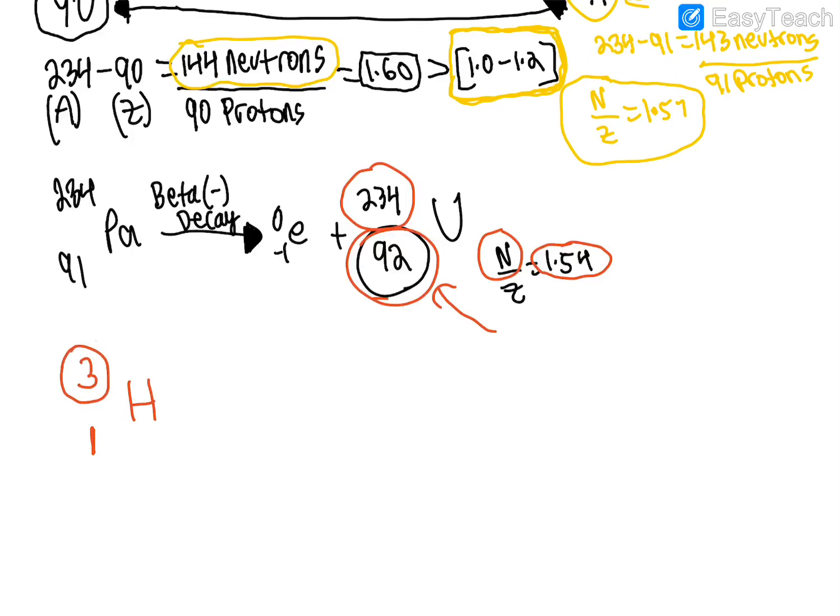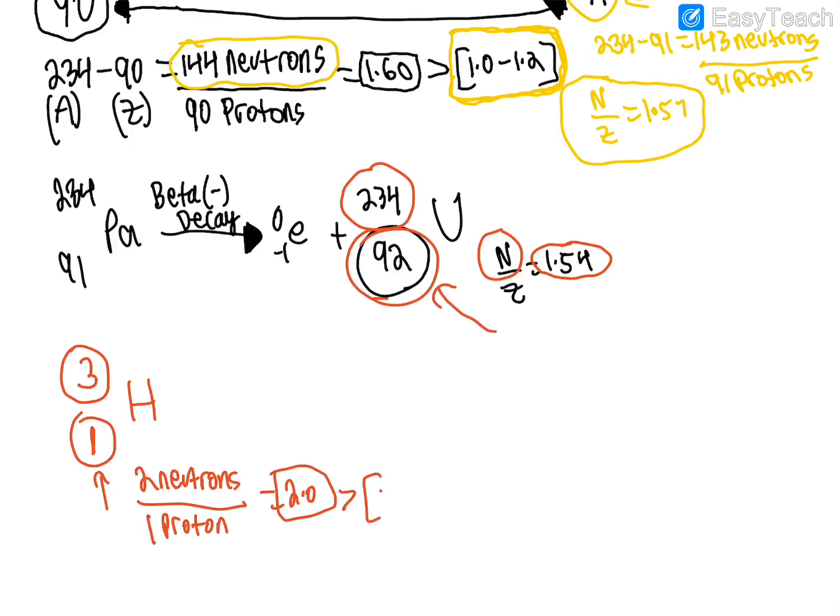quick. We should be good at calculating this by now, right? Mass number minus atomic number, which is 2 neutrons for tritium's nucleus, divided by 1 proton because of the mass number, right? And that equals 2. Again, 2 is greater than our range that we said, which is 1 to 1.2, which means tritium's nucleus is not stable. So we're going to draw a beta negative decay reaction, right?